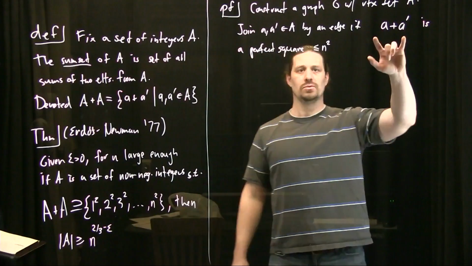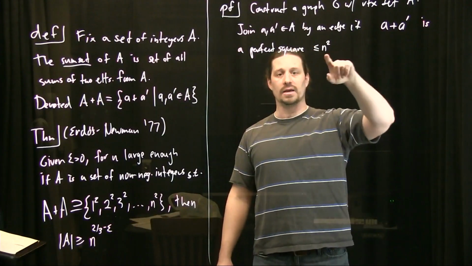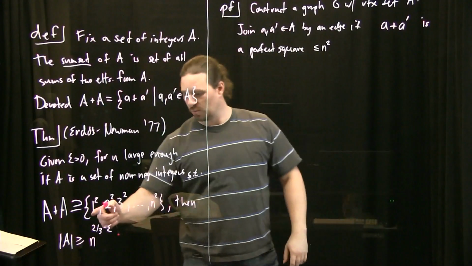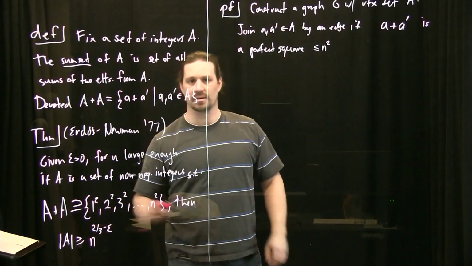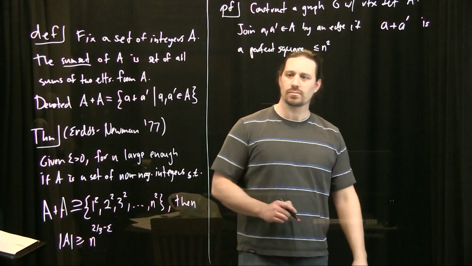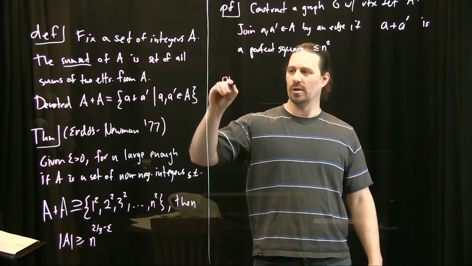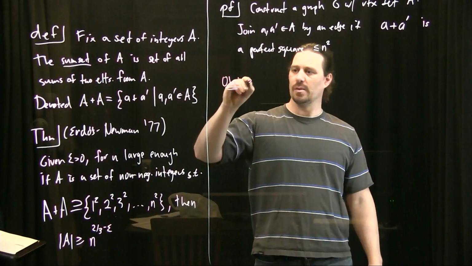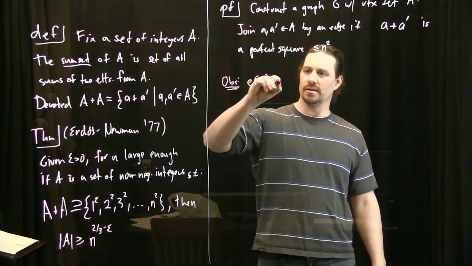Okay, so we join these two if they're added together, gives us n squared. In other words, it's one of these elements that should be represented in this guy here. Okay, so the first very simple observation is that the number of edges in G better be at least n.